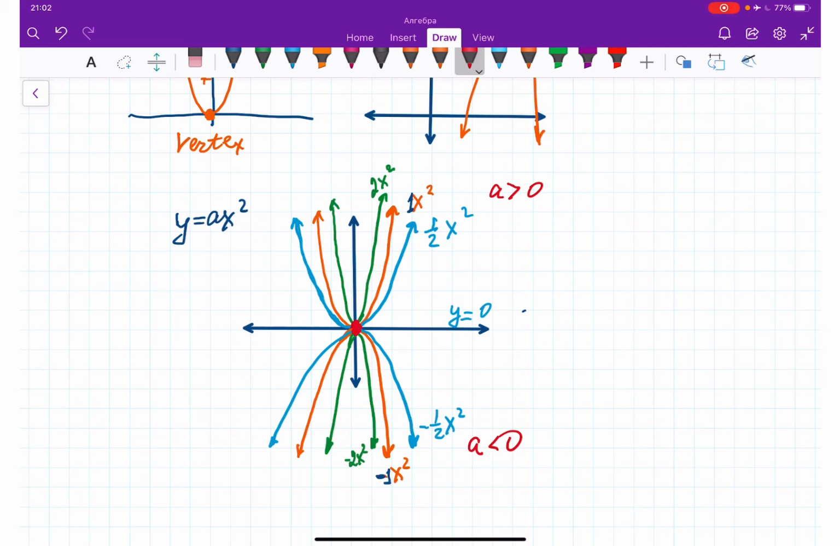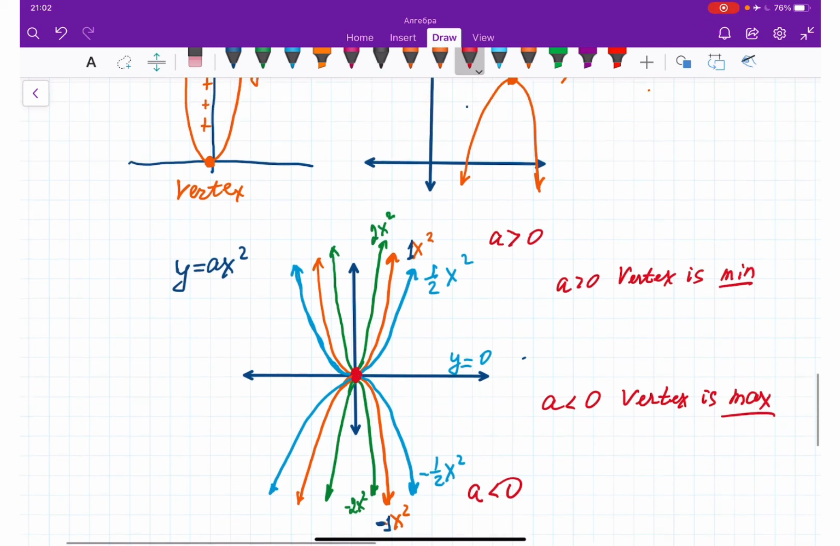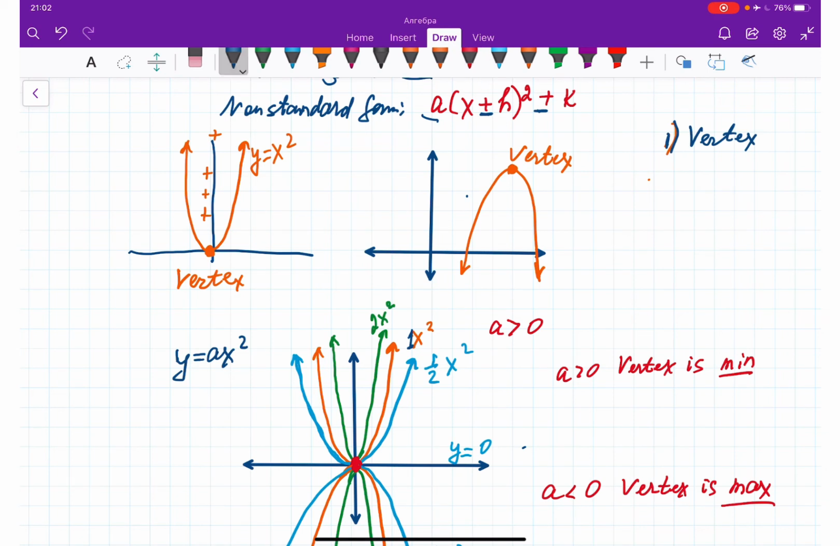So when a is greater than 0, let me write down, a greater than 0, vertex is minimum. A is less than 0, then vertex is maximum. Okay, so we built the vertex. Next step, once we've calculated the vertex, I will show you in what case how you figure out the vertex.